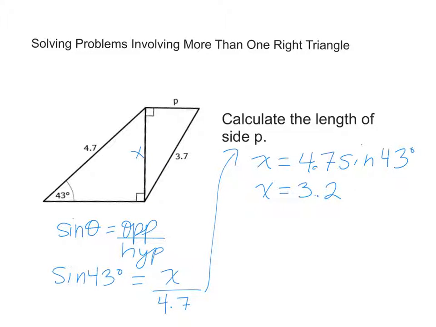Now we should be able to find side P because in this triangle we now have the right angle, a side length, and a second side length. So we should be able to find anything we want to in that triangle. What strategy are you going to use to find P? Pythagorean theorem. So c squared equals a squared plus b squared, right? But since we're finding a side that's not the hypotenuse, we're going to do p squared is equal to the hypotenuse, which is 3.7 squared, minus the other side, which is 3.2 squared.